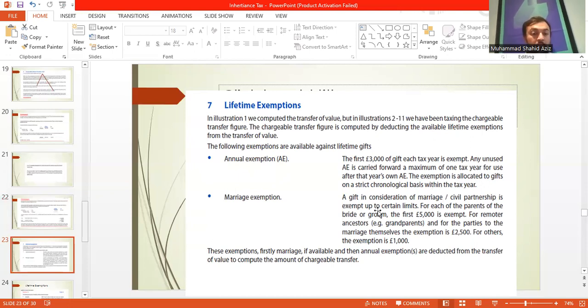Marriage exemption, next one. A gift in consideration of marriage or civil partnership is exempt up to certain limits for each of the parents of the bride or groom. So any gift that parents give to their children on their marriage, up to £5,000, is exempt. For remoter ancestors and for parties to the marriage themselves, the exemption is £2,500. For others, it is £1,000. The marriage exemption, if available, is deducted first, and then the annual exemption, from the transfer of value to compute the amount of chargeable transfer.